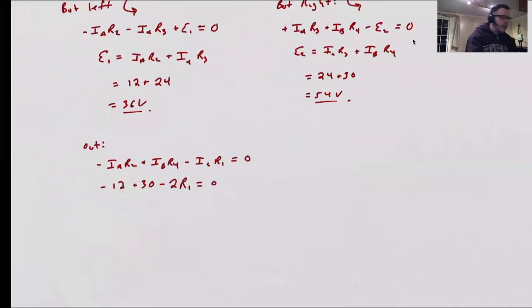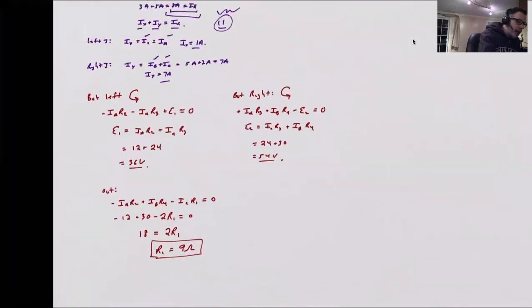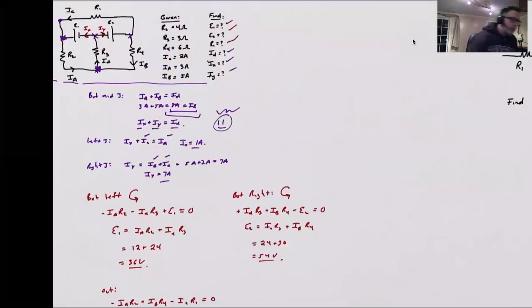We combine negative 12 plus 30, which gives us 18. Positive 18 is equal to 2R1. Divide out the 2 and we get R1 is 9 ohms. And so we have all the pieces that we wanted of this, again, very imposing looking circuit at first glance.